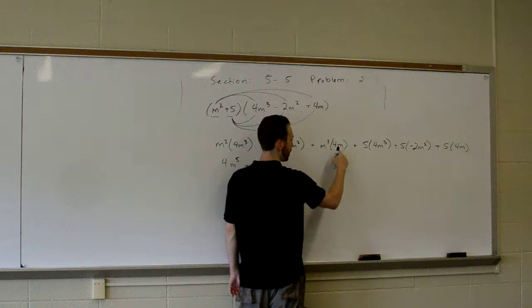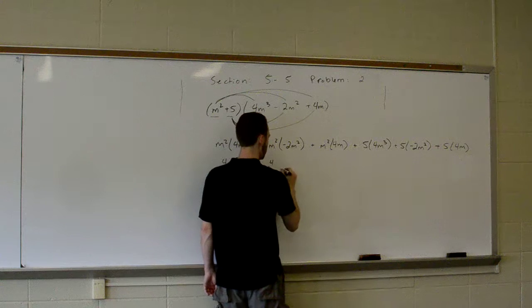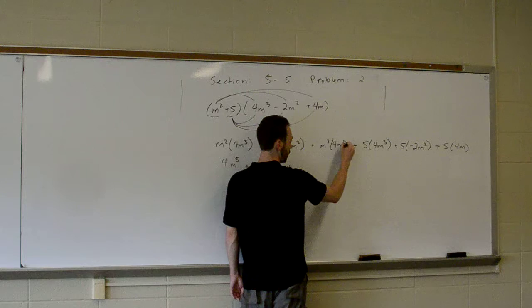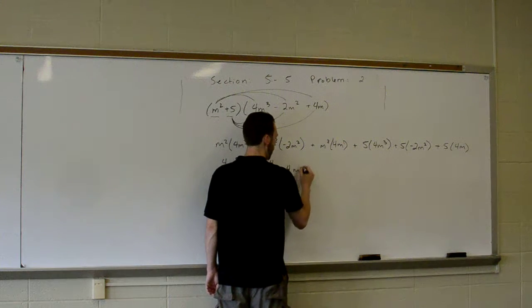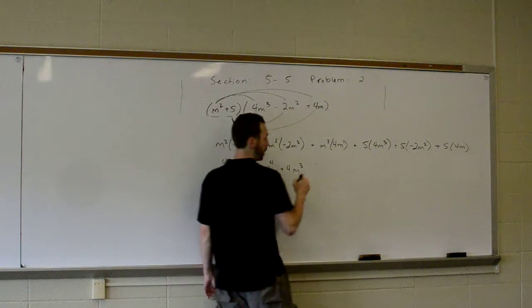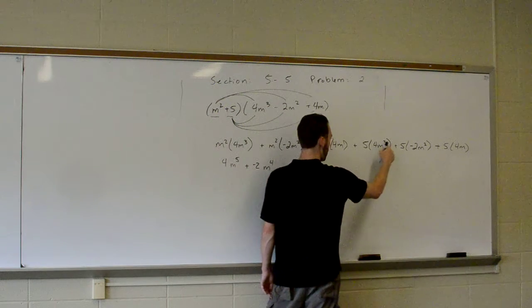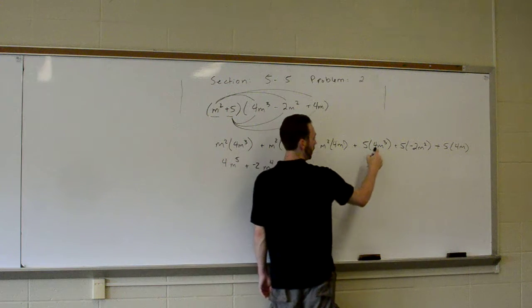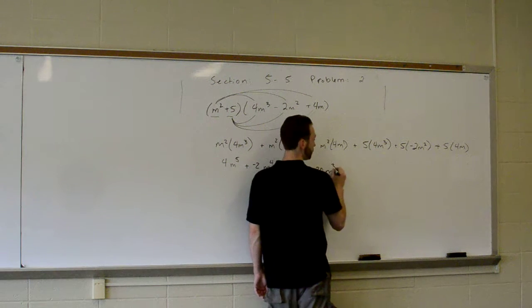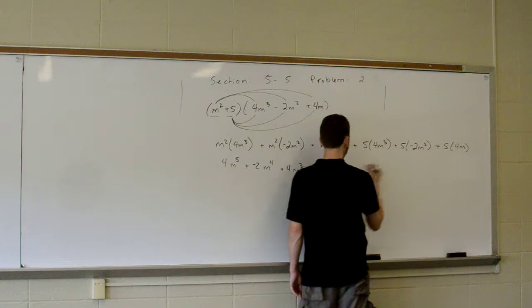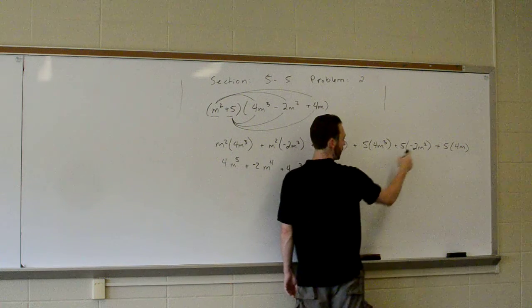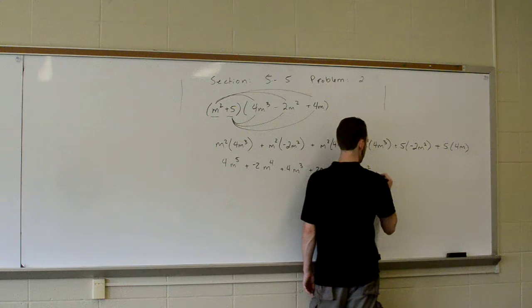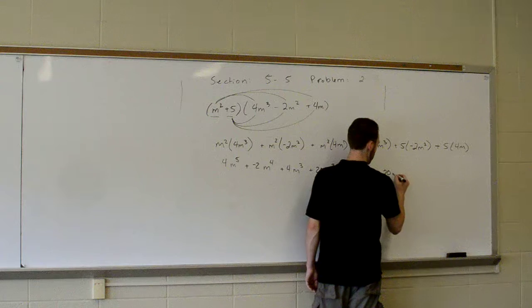And we have m squared times 4m. The 4 comes down, and we have m squared times m. Remember, there's an understood 1 here, so we end up with m to the third. We continue going. We have 5 times 4m to the third. So the numbers we can multiply together, 20. M to the third just comes down. And we have 5 times negative 2, so that's negative 10. The m squared just comes down. And then we have 5 times 4, which is 20, and the m just comes down.